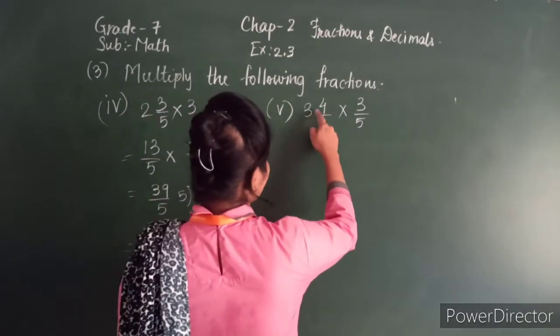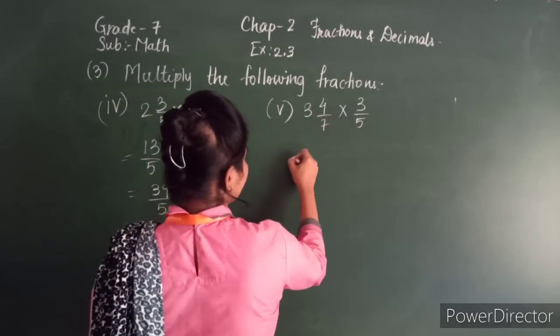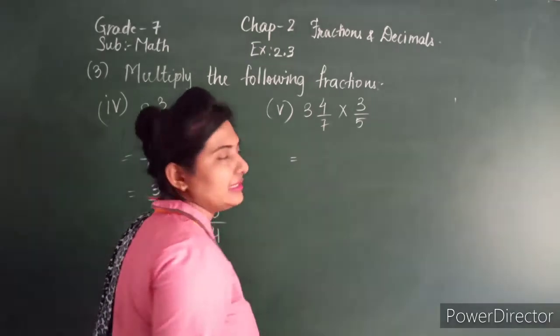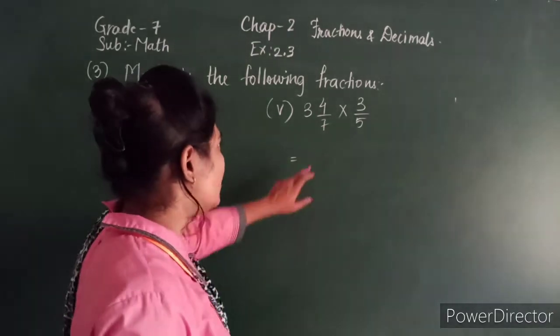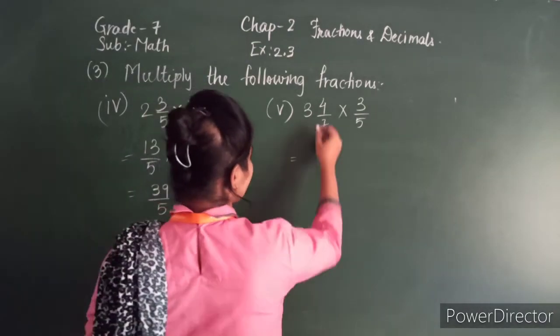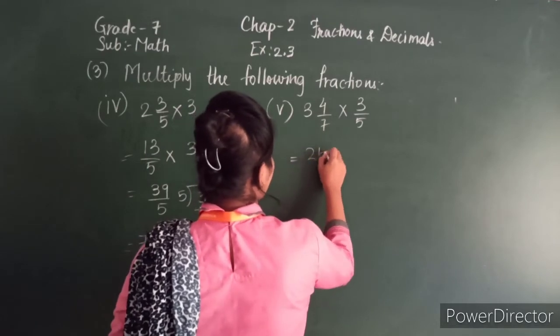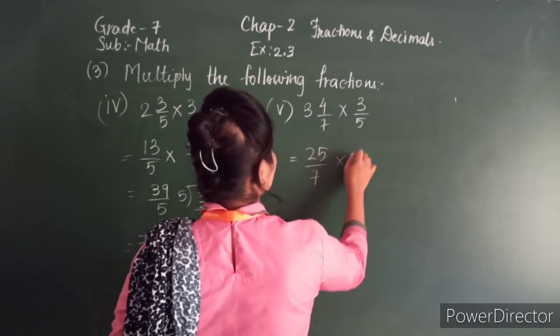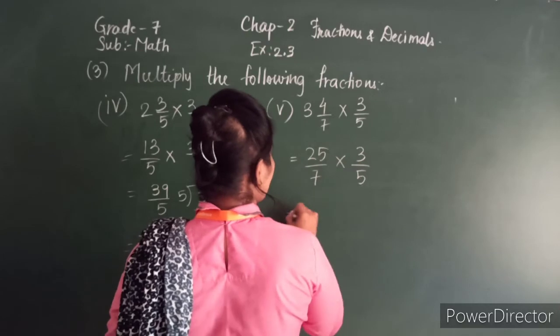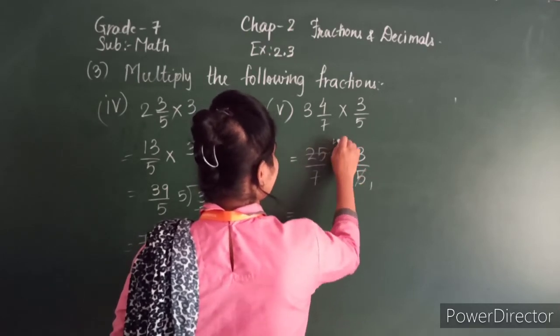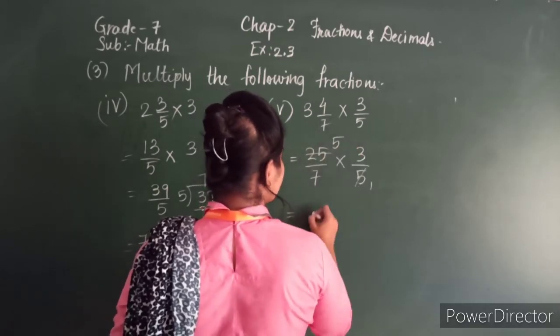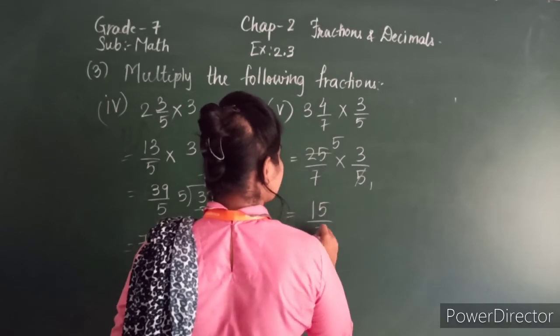Next is 3 4 by 7 into 3 upon 5. So now we have to convert this into an improper fraction. So 3 7s that is 21, 21 plus 4 that is 25 upon 7 into 3 upon 5. So here cutting is possible. 5 1s are 5, 5 5s are 25. So 5 3s, it is 15 upon 7.